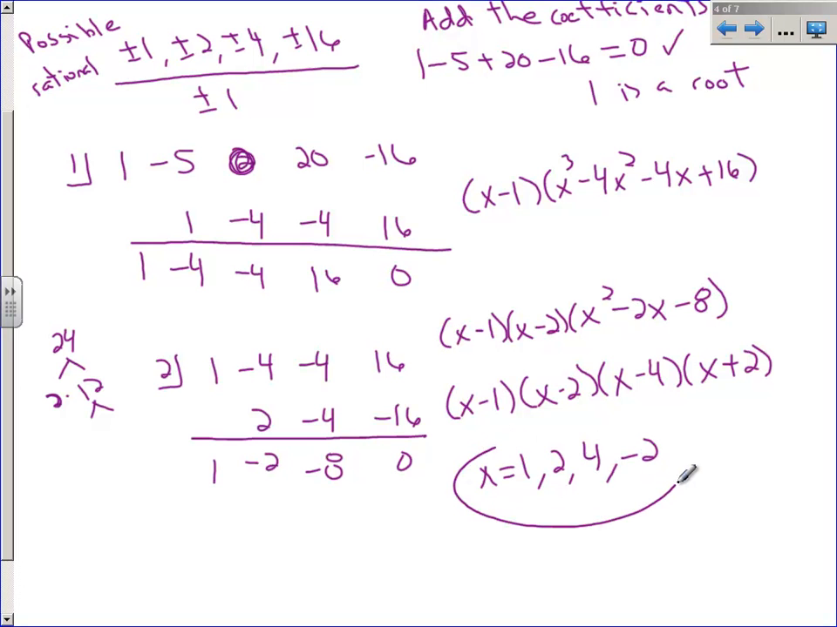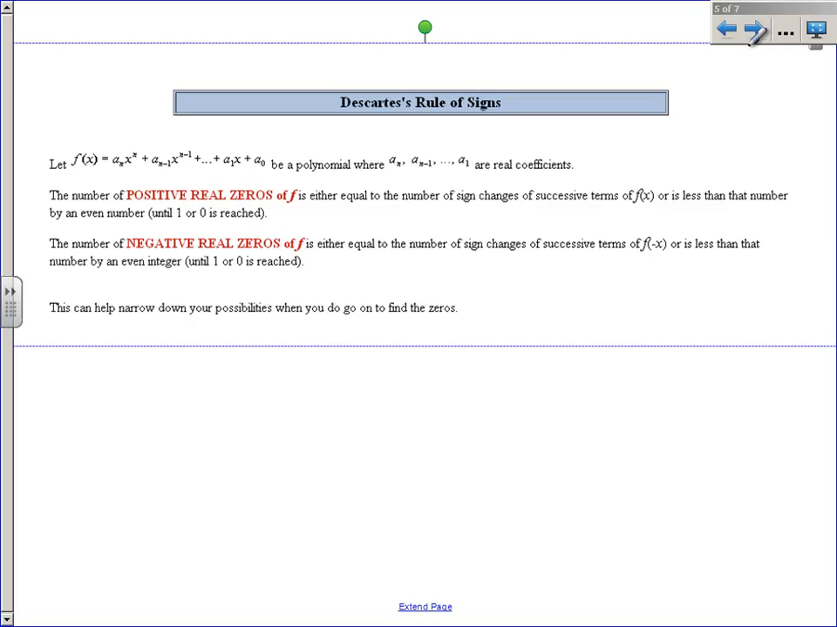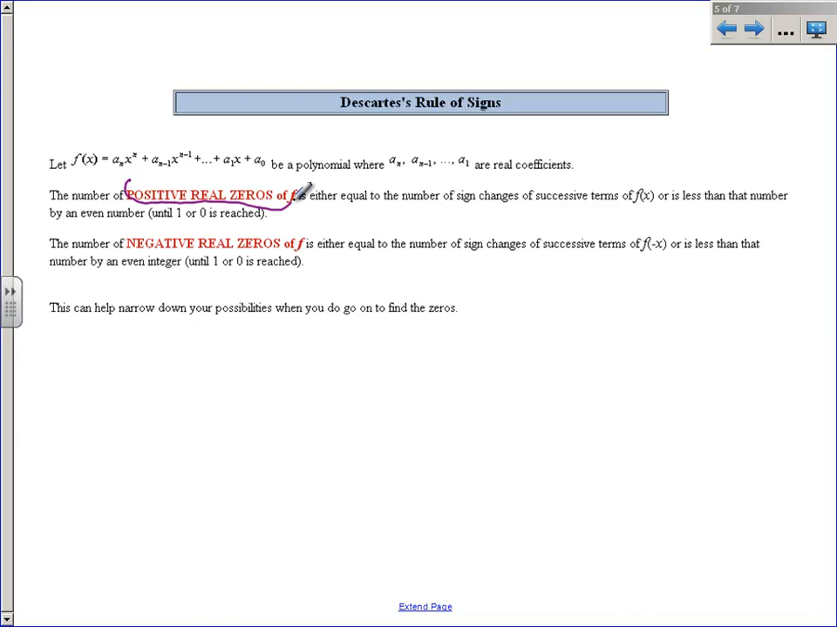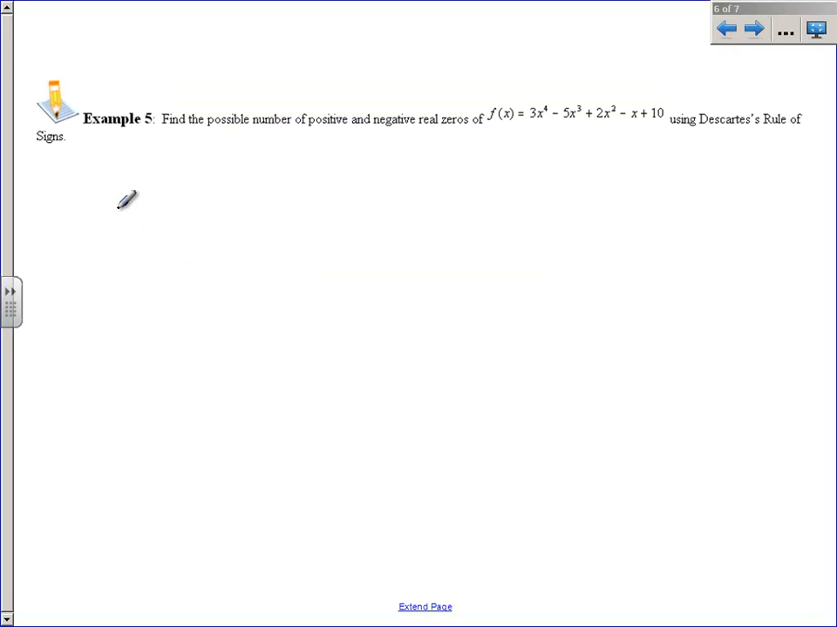Okay, now I'm going to do one more, and that's just listing the possible rational roots when the leading coefficient happens to be something other than 1. And we're going to also learn Descartes' Rule of Signs. Descartes' Rule of Signs is another hint that lets you know how many positive zeros you have and how many negative zeros you have, so that if you find enough positive ones, then you don't have to go any further. And this has to do with the number of sign changes in successive terms. It also has to do with the number of sign changes in successive terms of f of negative x. So this can help us narrow things down. So let's take a look at that.